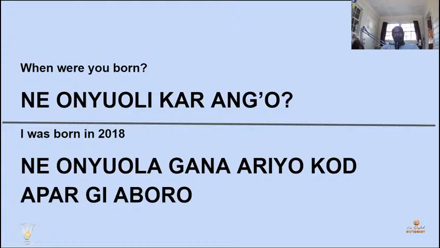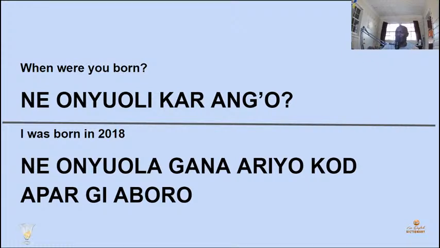And where were you born? Ne onyuoli kar ango. When were you born? Ne onyuola gana ariyo kod apar gi aboro. Remember, Ghana is 1,000. So 2018 will just be gana ariyo kod apar gi aboro.